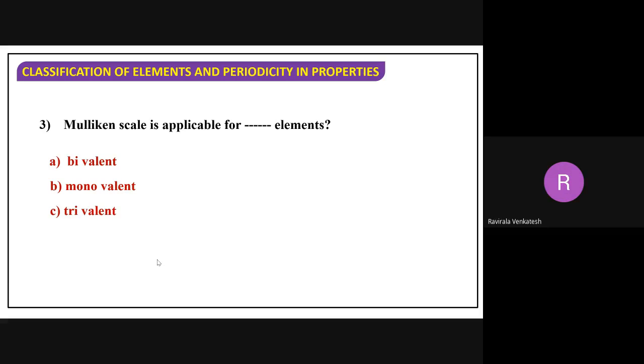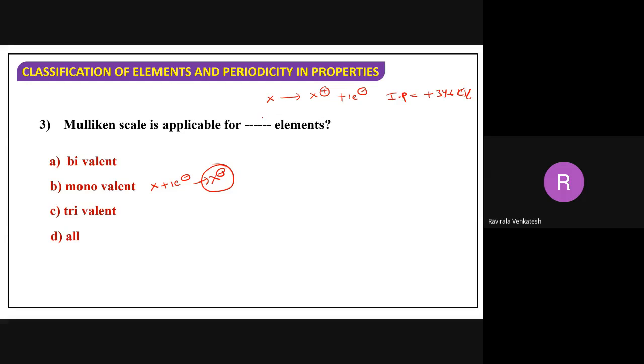It is applicable only for monovalent. Only for monovalent means what happened? For example, X taking one electron to become X minus, only for one like this. That means, for example, I'm writing X converting into X plus one electron. So the ionization potential value is plus 346 kilojoules per mole.